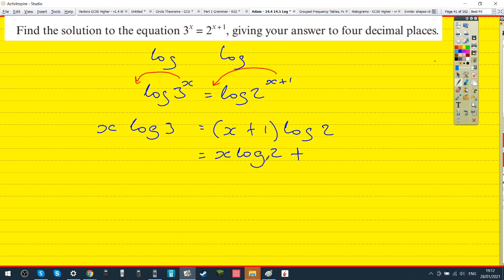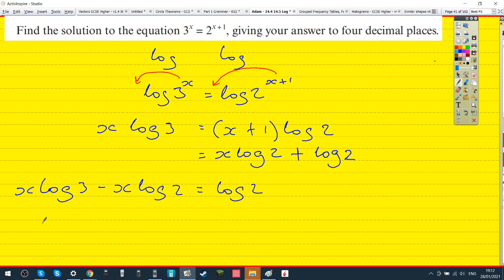Okay. So it's like it's in a bracket. You can't do that. Add log 2. Add log 2. Let me think. And then could you minus x log 2 on both sides, or would that not work? Yeah, that would work. Well, let's say x log 3 minus x log 2 equals log 2.